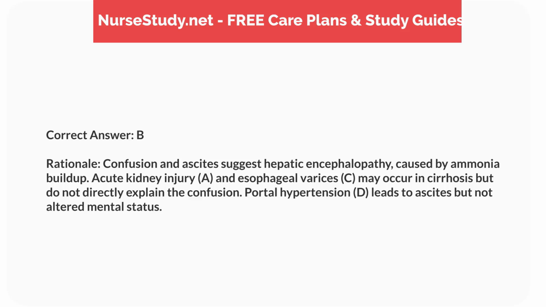Rationale: confusion and ascites suggest hepatic encephalopathy, caused by ammonia buildup. Acute kidney injury, A, and esophageal varices, C, may occur in cirrhosis, but do not directly explain the confusion. Portal hypertension, D, leads to ascites but not altered mental status.